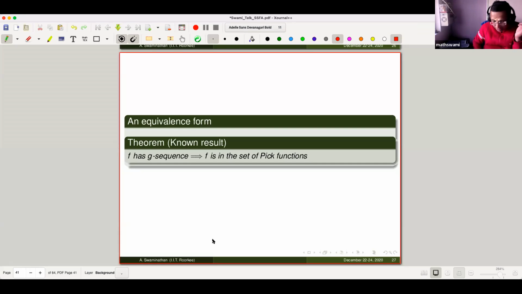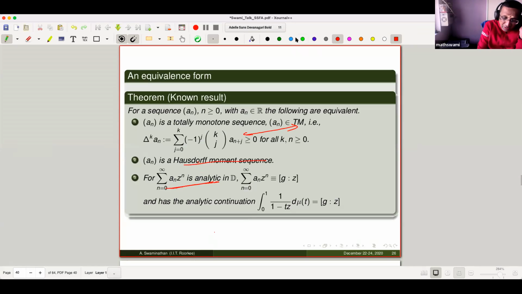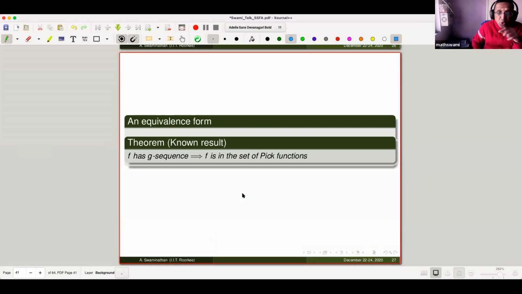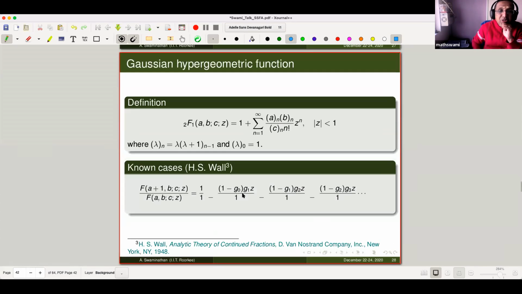How to find a G-sequence expansion? To find a G-sequence expansion, the best way is to find this particular type of representation. This representation is much easier than the original representation of Pick functions. So we go back to the well-known story where we take the 2F1 Gaussian hypergeometric function, and one of the known cases, which is given in the monograph of Hubert Wall on the analytic theory of continued fractions, gives that the ratio of these is precisely in this series.